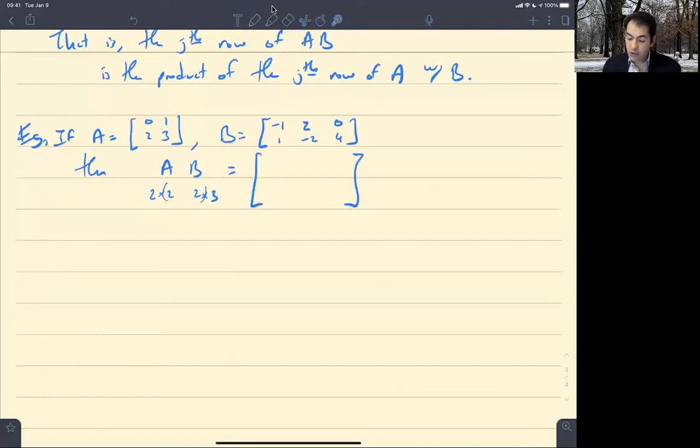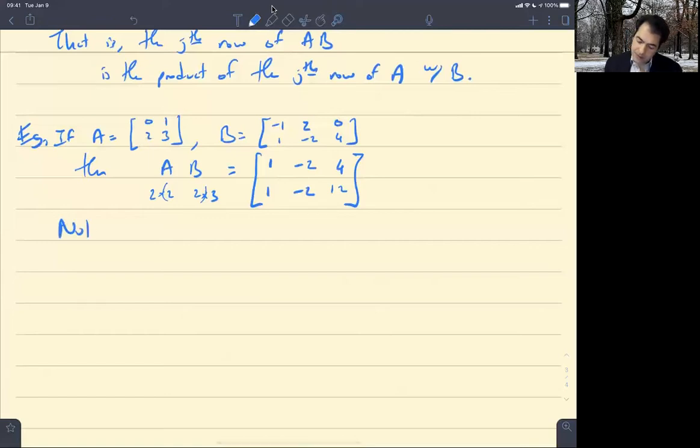Okay, and now to find each entry, we do this row times this column, and that gives us the first entry. Then we do this row times this column, and that gives us the second entry. Then we do this row times this column, and that gives us the third entry. Now, when we go down to the second row of AB, we start using the second row of A. So this row times this column gives us 1. Then this row times this column gives us -2. And finally, this row times this column gives us 12. Okay, so there we go. That's how you find this one.